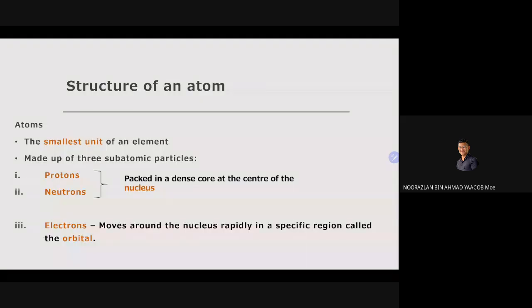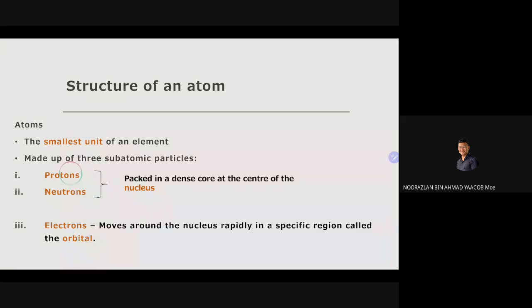Now, let's have a look at the first thing, structure of atom. As we know, atom adalah smallest unit of an element. Kalau kamu ada elemen, kita tengok it is made up of atoms. Even kalau compound pun kita tengok ada molecule, molecule is made up of atoms as well. They are made up of 3 subatomic particles. Particles ni zarah. The first one is proton, second one is neutron, and the third one is electron.